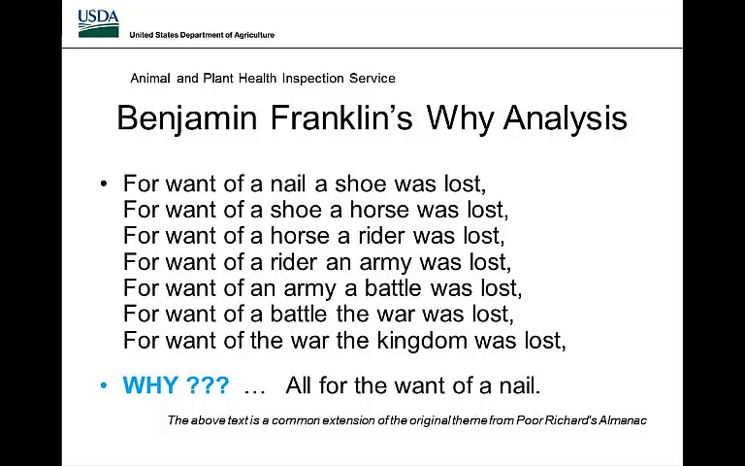For want of the rider, an army was lost. For want of an army, a battle was lost. For want of a battle, the war was lost. For want of a war, the kingdom was lost.